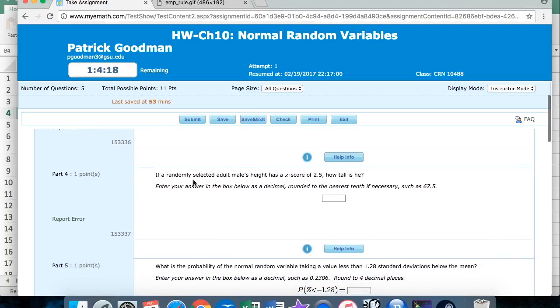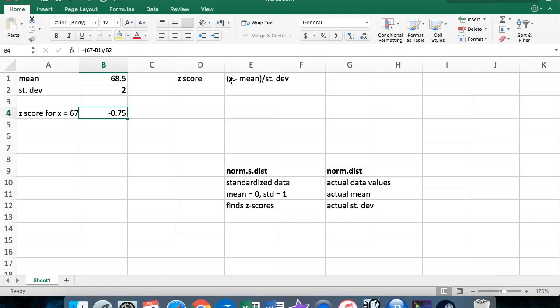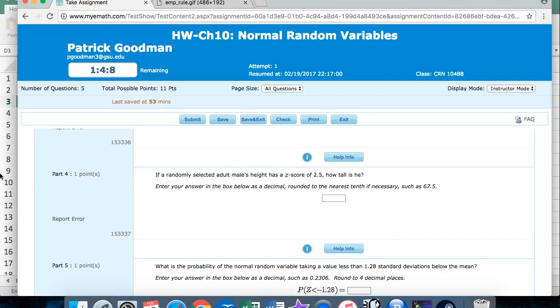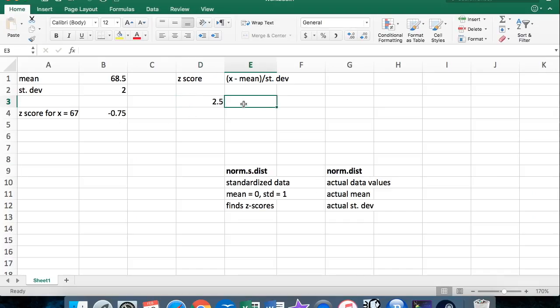So now it says if a randomly selected adult male's height has a z-score of 2.5, how tall is he? So now we have to go backwards. So remember, this is our formula here. So now we're given a 2.5 z-score. We don't have our x value, but we do have our mean, right? So 2.5 is going to equal your x value minus the mean, which is 68.5, divided by your standard deviation, which is 2.